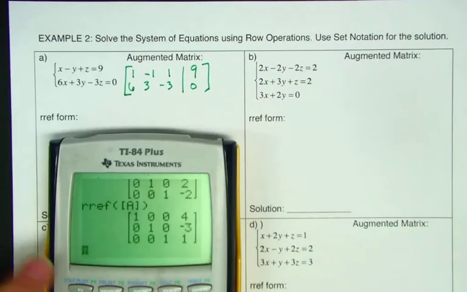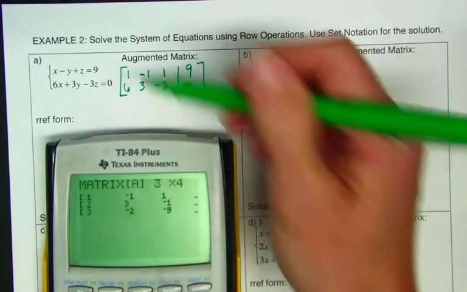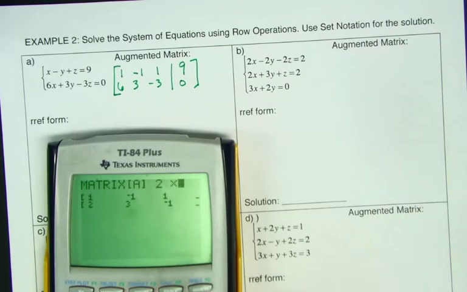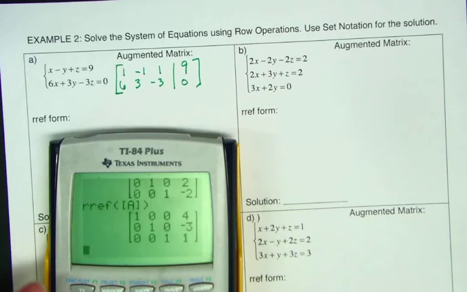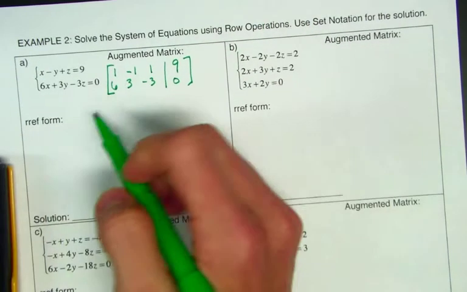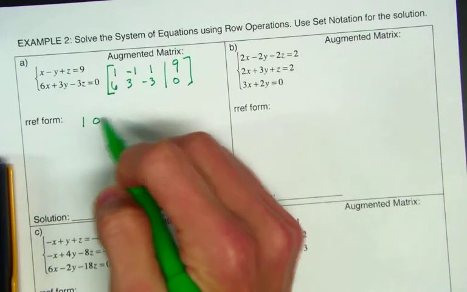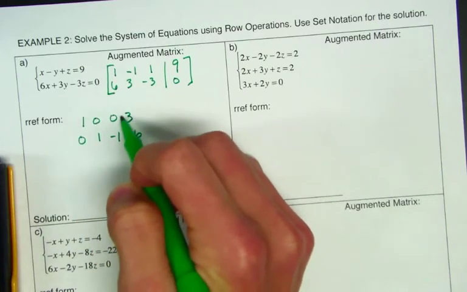Okay, so we're going to go to our matrix. We're going to edit this guy. This time we have a 2 by 4. So we have 1, -1, 1, 9, 6, 3, -3, 0. And when I do the row reduced echelon form, I get 1, 0, 0, 3, 0, 1, -1, -6.